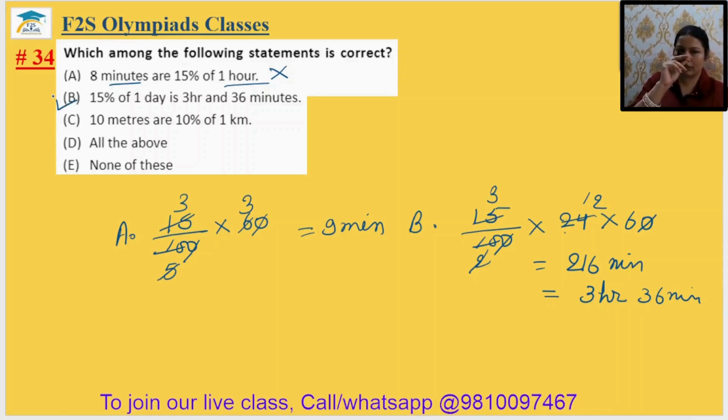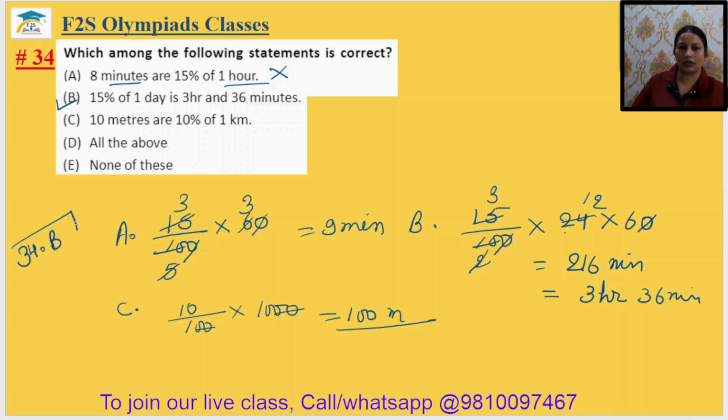Yes, option B is correct. Let's check the C also for the clarity कि we are doing it correct or not. So 10/100, 1 kilometer equal to 1000 meters. So 10 cancel. It will be your 100 meter. 10% of 1 kilometer should be 100 meter, but it is written 10 meter. That's why option C is also wrong. The 34th answer is option B. It is the correct one.